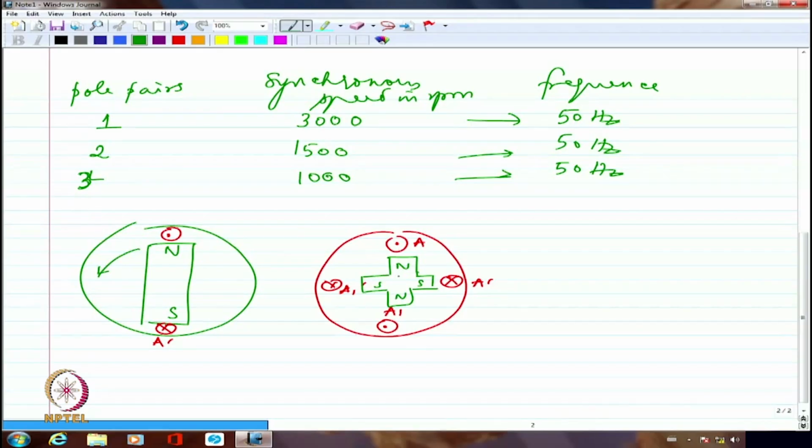If you have understood this, now we will go ahead and look at the principle of operation of the induction motor.